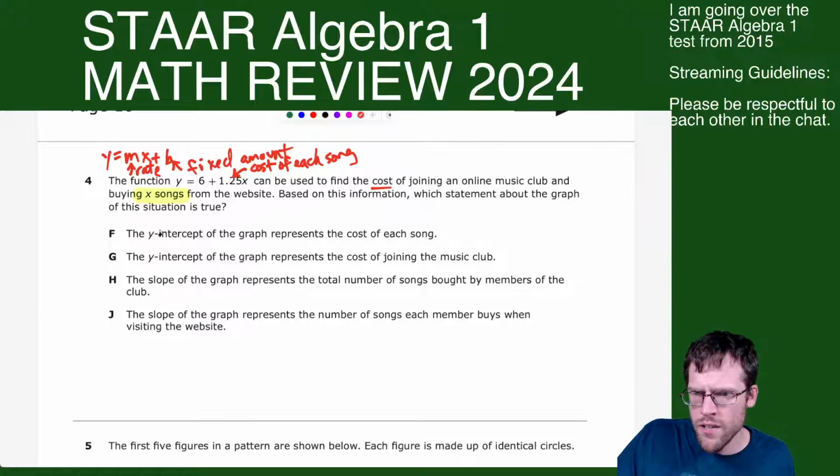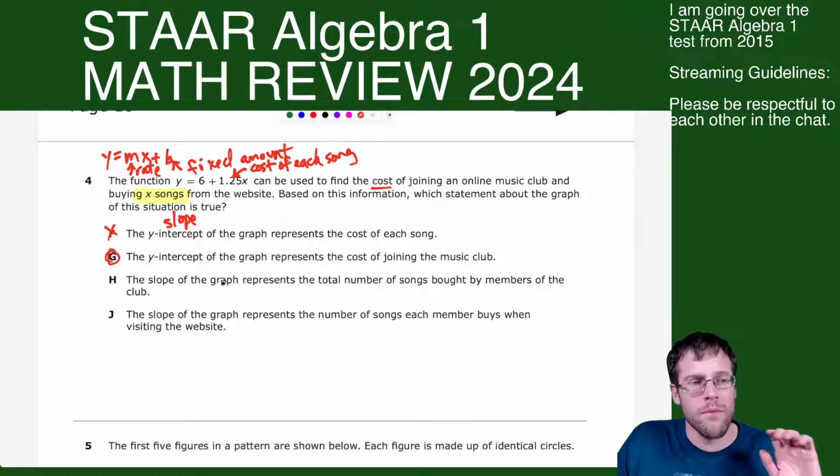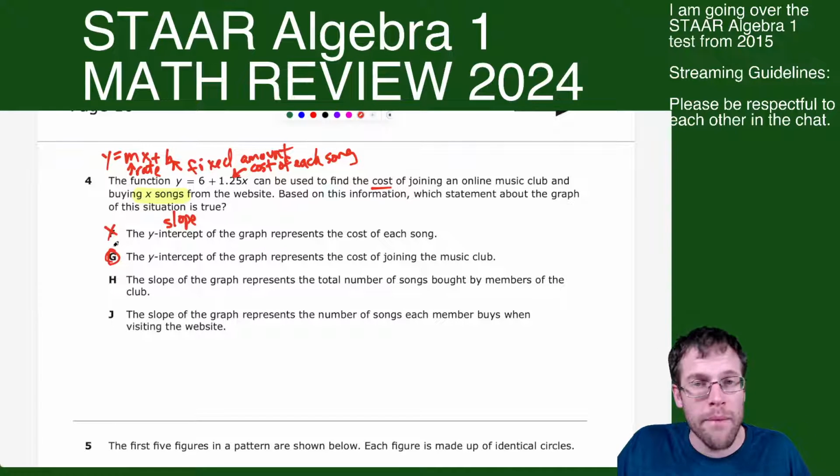All right, so then the y-intercept represents the cost of each song. That's wrong. That would be the slope. The slope represents the cost of each song because that's a rate. The y-intercept is the fixed amount, the cost of joining the music club. This one sounds good. Okay, but remember, a good strategy for multiple choice tests is not just to stop when you get to the right answer.